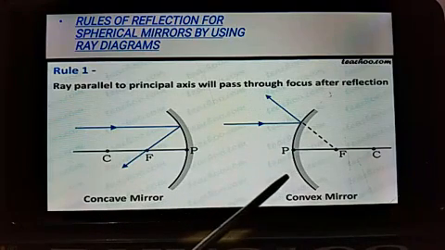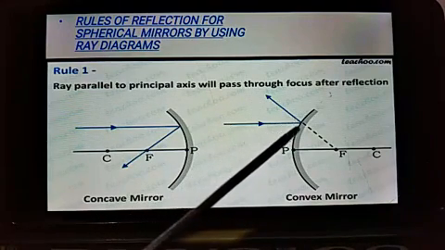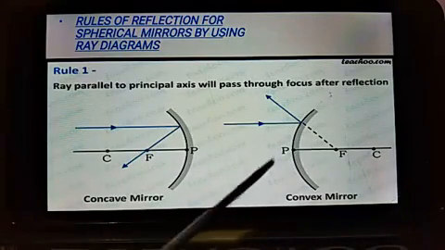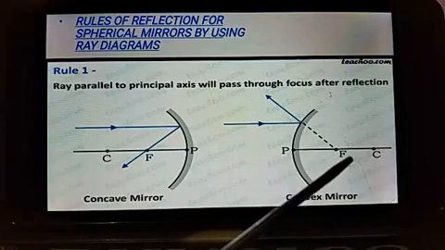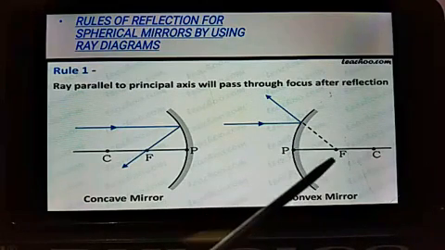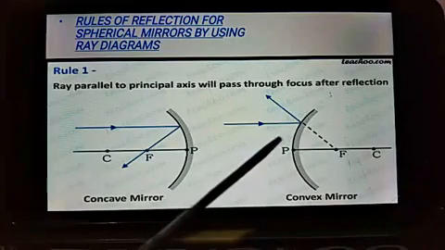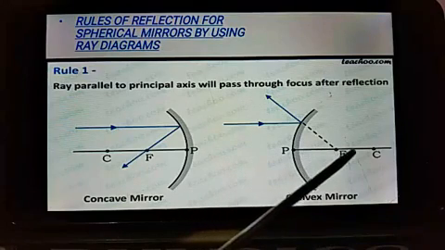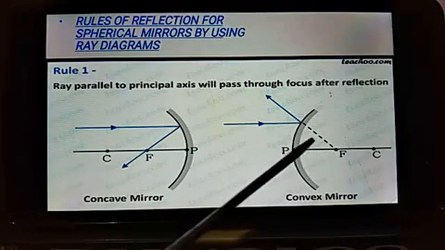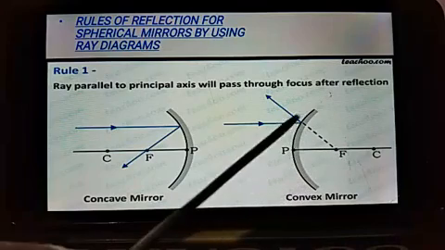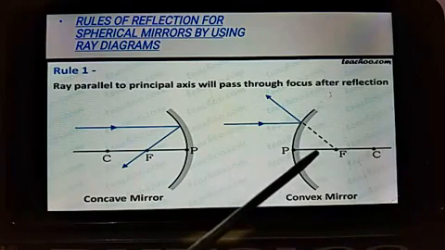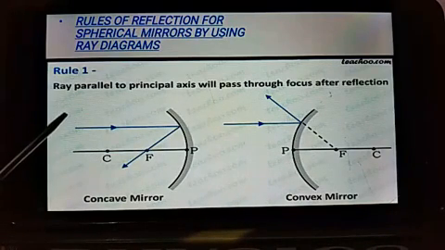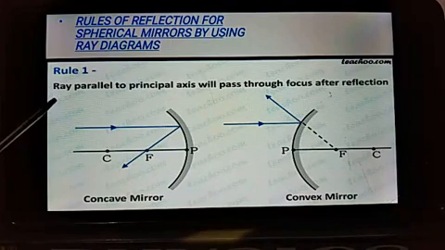Similarly, we have the convex mirror. The reflection takes place from outside the sphere or the mirror. And also we have pole, focus and center. But you can see that while the reflection takes place from here, the pole, focus and center of curvature are on the other side of the mirror, that is the inside portion. Is it clear? Now, let us see what the first rule says.